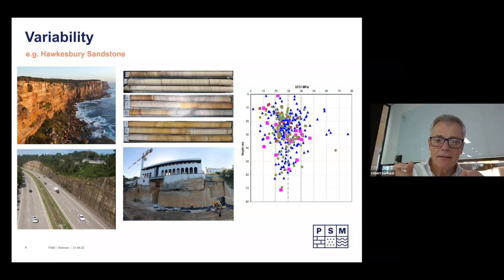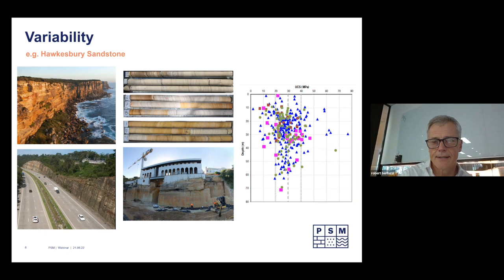That's just data from UCS tests, plotted against depth, but you can plot it against anything else. It just shows you the variability in strength for this quite consistent rock mass. So how do we predict its strength? How do we fit a curve to its data?